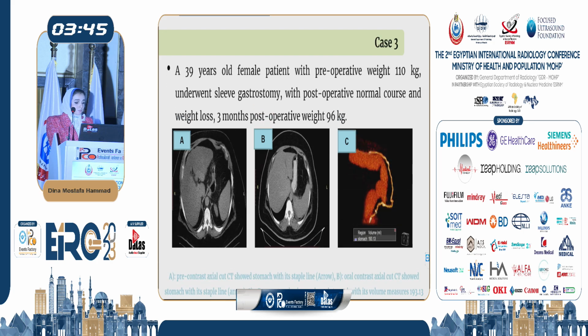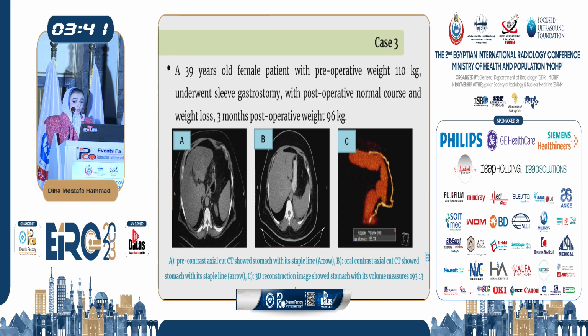Case number 3, a 39-year-old female patient with a preoperative weight of about 110 kilograms underwent sleeve gastrectomy with a normal post-operative course and weight loss. Post-operative weight was about 96 kilograms. Picture A shows a pre-contrast axial CT. Picture B, the oral contrast axial cut CT showing the stomach, and the last picture the 3D reconstructed image with its volume.